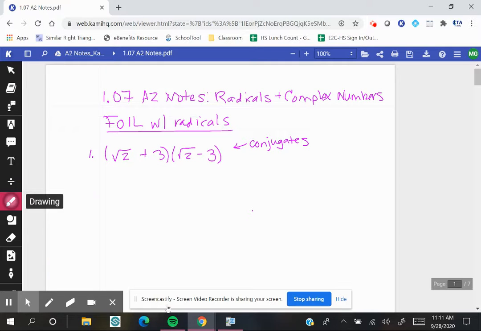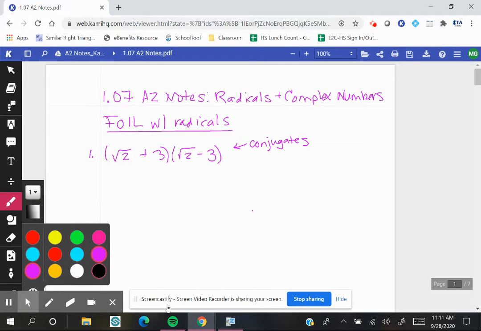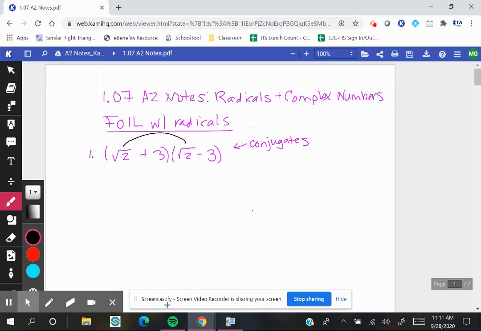All right, so let's jump into our FOIL. We're going to distribute our first term, so radical 2 times rad 2. We've talked about before, when you multiply a radical by itself, you're left with whatever's underneath the radical, because rad 2 times rad 2 is rad 4, which is 2. Think rad 3 times rad 3 is rad 9, which is 3. Rad 7 times rad 7 is rad 49, which is 7. So when you multiply a radical by itself, you're left with whatever's underneath the radical. So rad 2 times rad 2 is just 2.